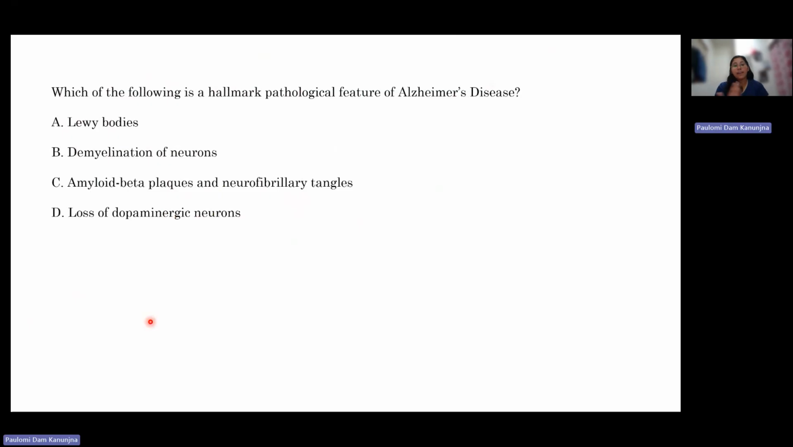Okay. Now, I've already discussed the telltale signs of Alzheimer's. It is also called a hallmark pathological feature. Hallmark means the definite sign of any disease or anything for that matter. So here it says, which of the following is a hallmark pathological feature of Alzheimer's disease? If you see that in your diagnosis, you for sure know that the patient is suffering from Alzheimer's. So which of these is that feature?